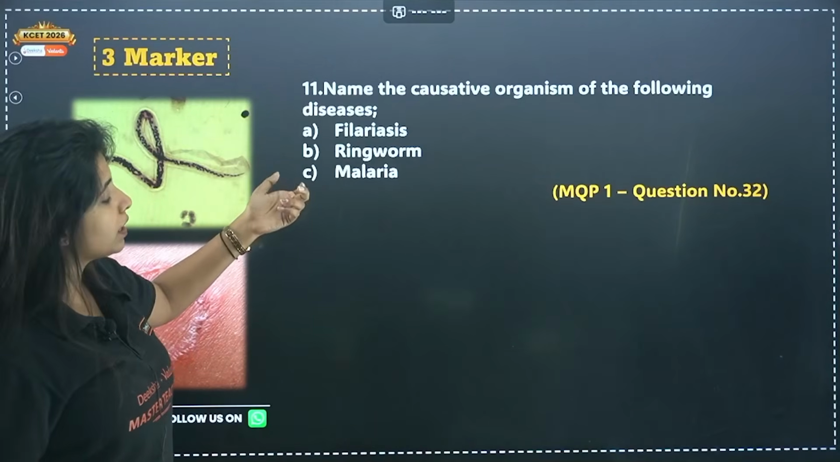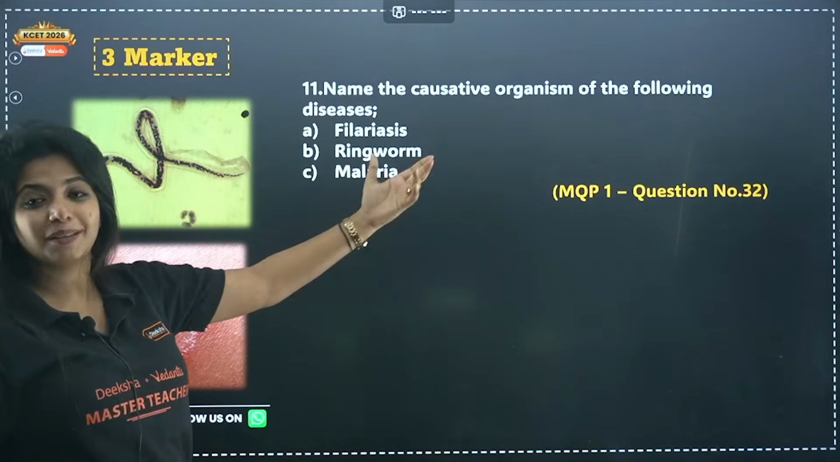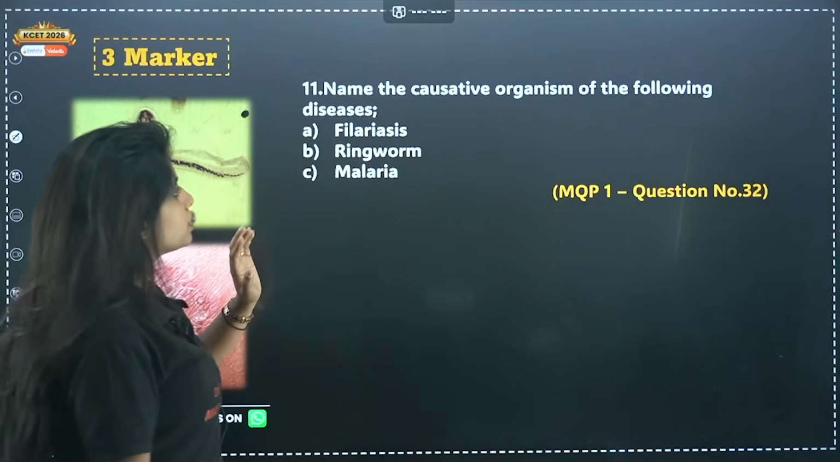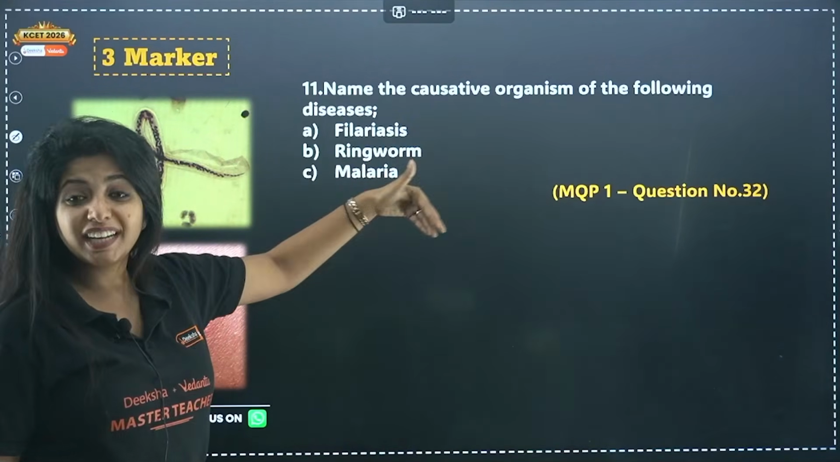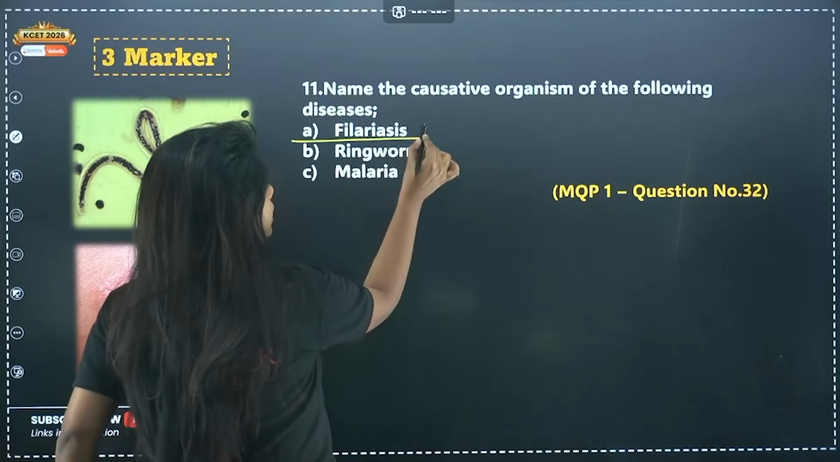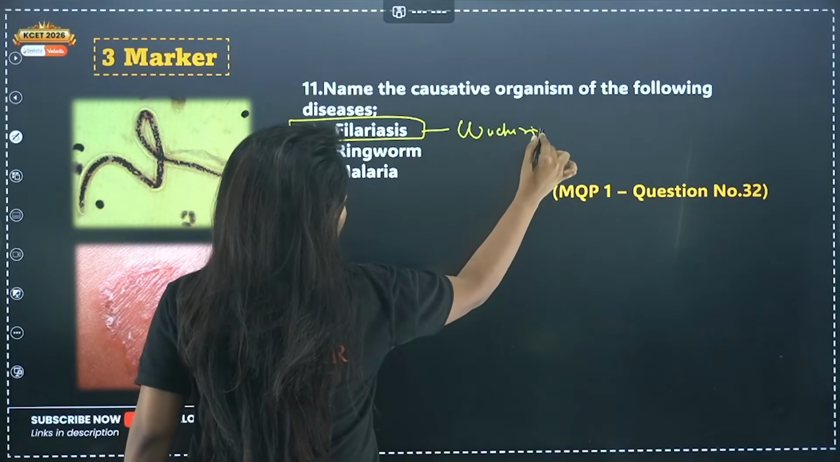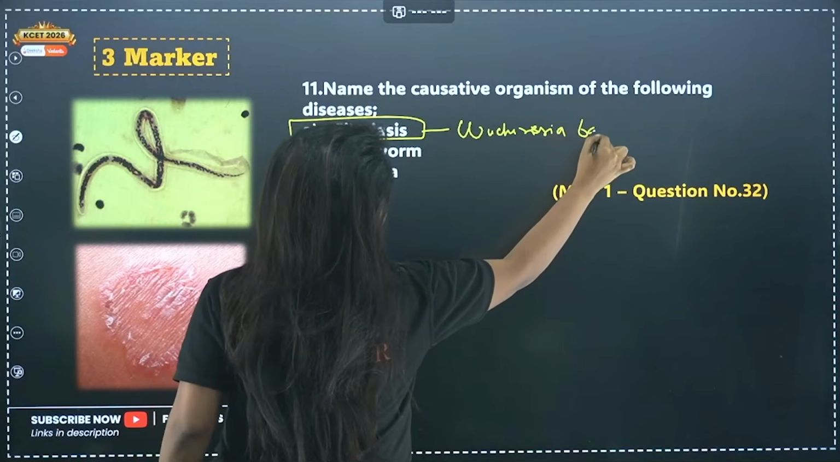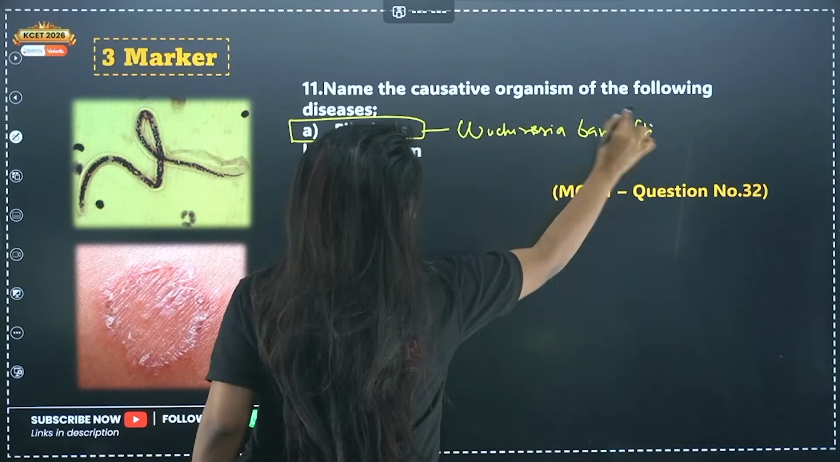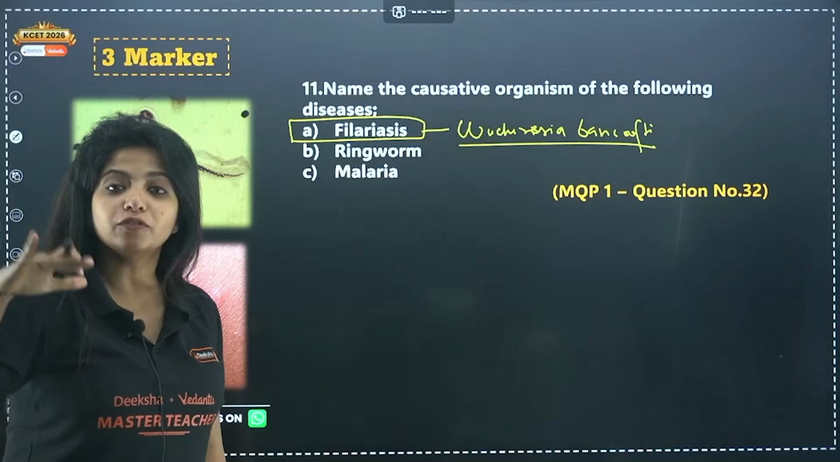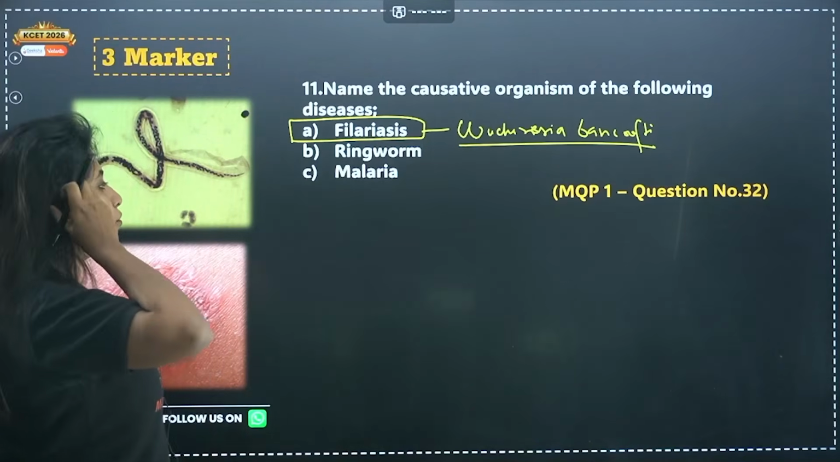So, this is a question that has been repeated so many times in the model question paper. Name the causative organism of the following disease. Filariasis. Filariasis is caused by what? Filariasis is caused by Wuchereria bancrofti, or Wuchereria malayi. Both of them are helminths. Helminths are a type of worms.